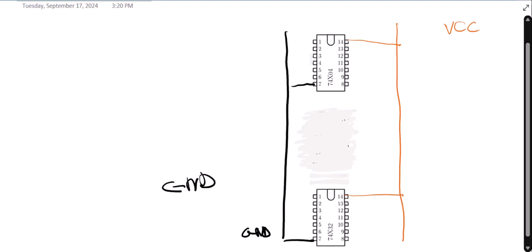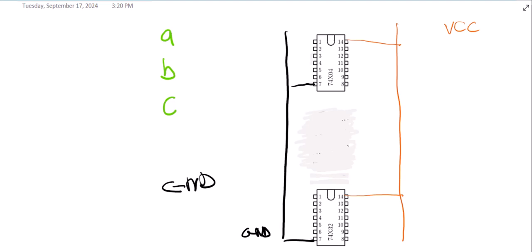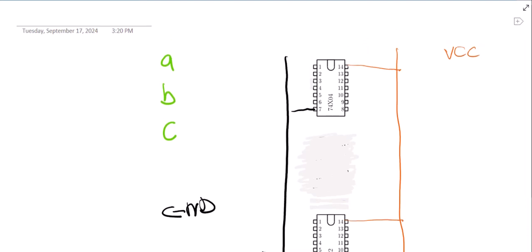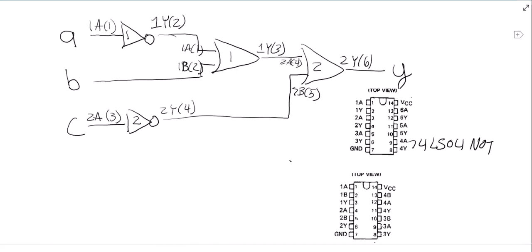And then I have A, B, and C. And now I can just read off my other map where they're going into. So A was going into pin 1 of the NOT gate, and C was going into pin 3 of the NOT gate.